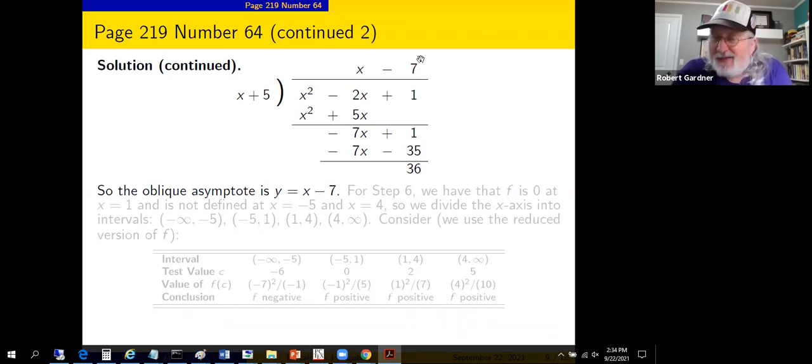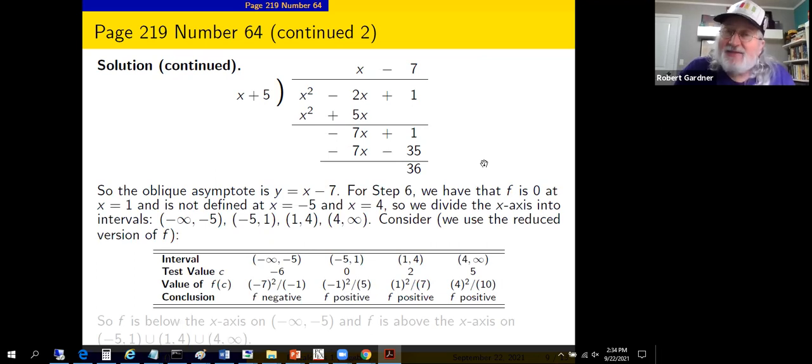In so doing, we get x minus 7, multiply by x to produce an x squared, subtract, we get a -7x from the subtraction, multiply by -7 to get the -7x, subtract, looks like we have a remainder of 36. The remainder term doesn't have much impact. It's the quotient here, the x minus 7, that gives us the oblique asymptote. So oblique asymptote of y equals x minus 7. They wanted us to graph it, so we'll have to include that information there.